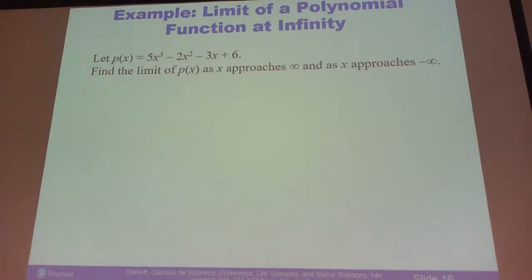Let P of x equal 5x cubed minus 2x squared minus 3x plus 6. Find the limit as x approaches infinity and as x approaches negative infinity. So what are we going to do here?